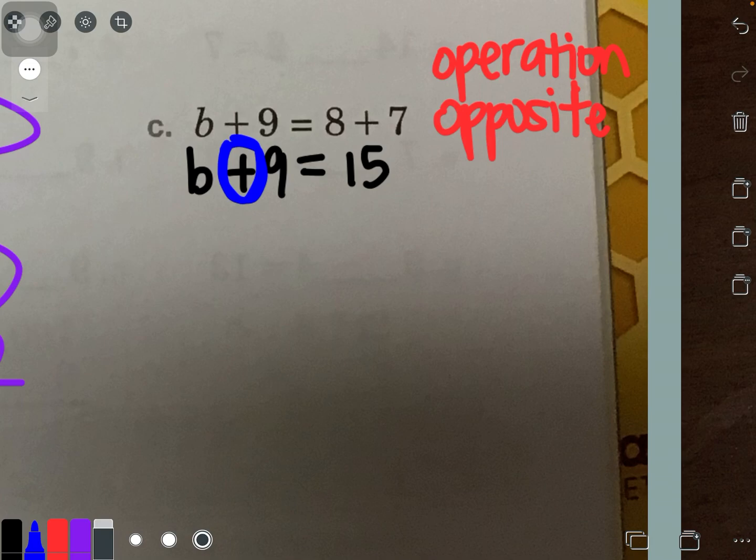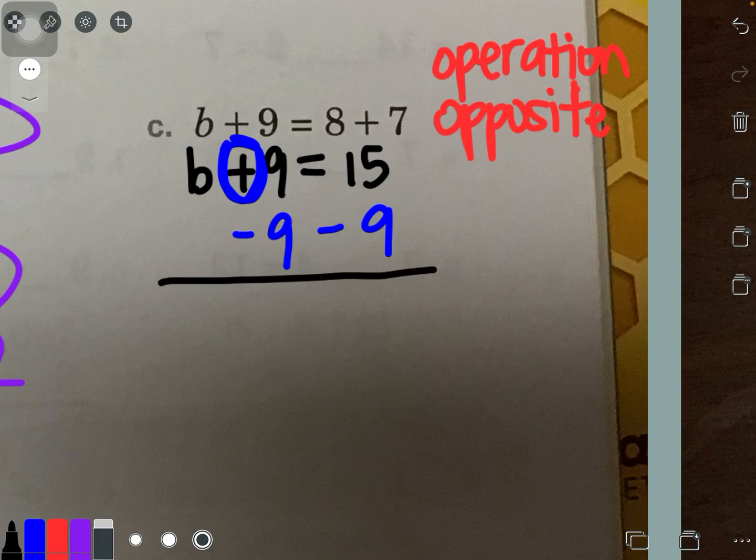Now you're probably wondering again, why can't we subtract 15? Because 9 is attached to the plus sign. 9 wants to get away from the plus sign. So subtract 9 on both sides of the equal sign. And then I draw my line. Is yours as neat as mine? I hope yours is as neat as mine.